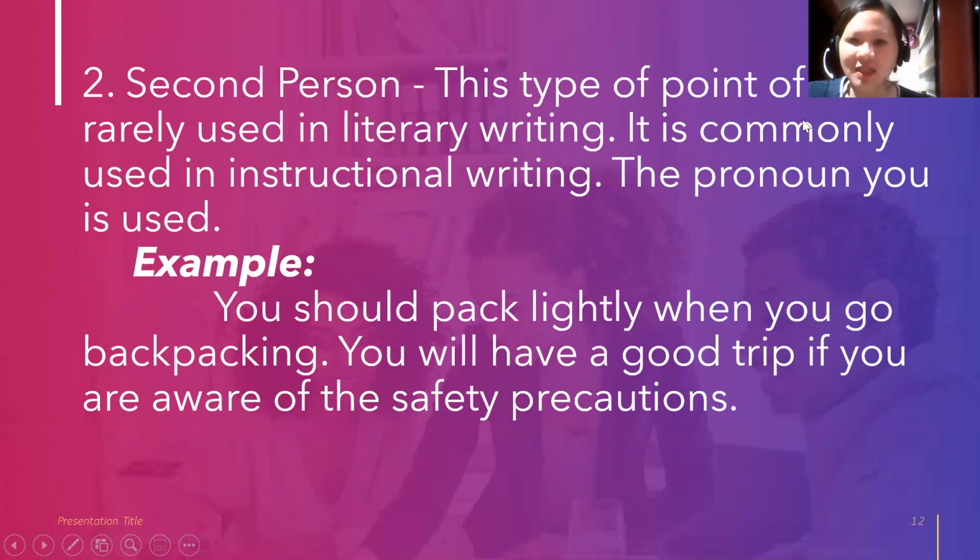Second person. This type of point of view is rarely used in literary writing. It is commonly used in instructional writing. The pronoun you is used. For example, you should pack lightly when you go backpacking. You will have a good trip if you are aware of the safety precautions. So we use here the word you. So that is the second person.